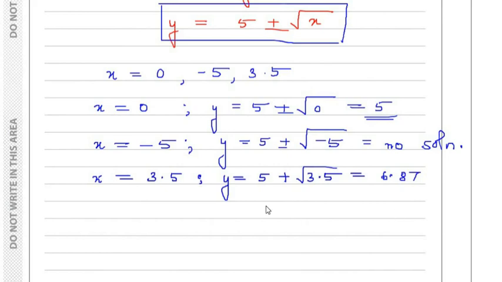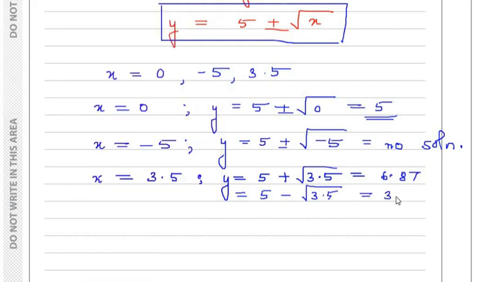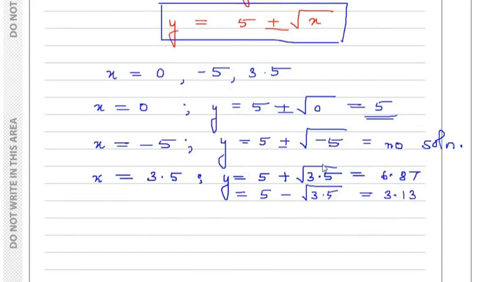And for the minus, let us see what we get. 5 minus square root of 3.5 gives 3.129, or 3.13. So you can either write the answer in this format or change it to decimal. Both are acceptable values, and hence the values of y are 5 for x equal to 0, no solution for x equal to minus 5, and two solutions for x equal to 3.5.